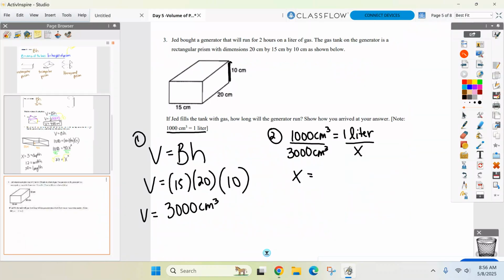Rowan, when you're ready, how many liters? 3 liters. So you ended up dividing by 1,000. And our final step, all right, how many hours will it run then? 2 hours for every liter. And I have 3 liters. So how long is this generator going to run for?